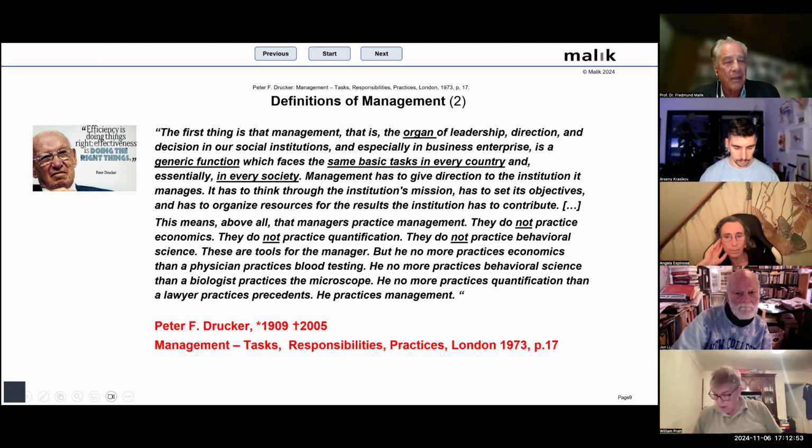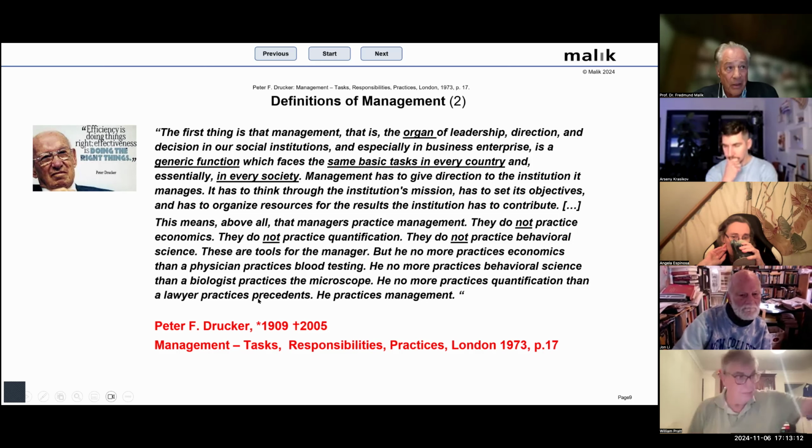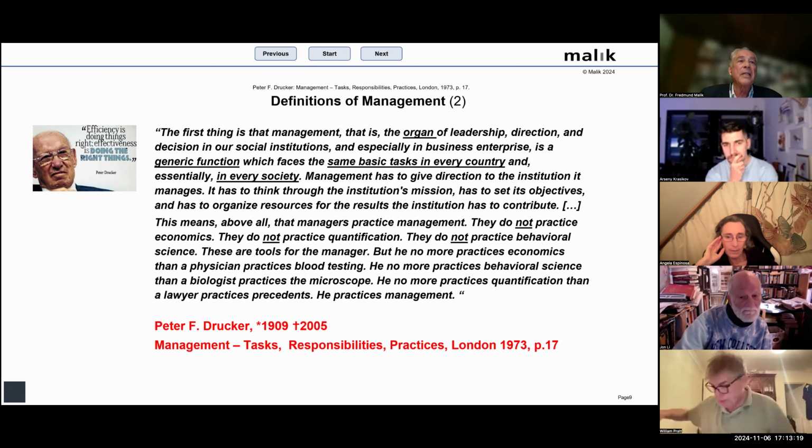They do not practice economics. They do not practice quantification. They do not practice behavioral science. These are tools for the manager, but he no more practices economics than a physician practices blood testing. He no more practices behavioral science than a biologist practices the microscope. He no more practices quantification than a lawyer practices precedence. He practices management. Questions? If not, I go further.